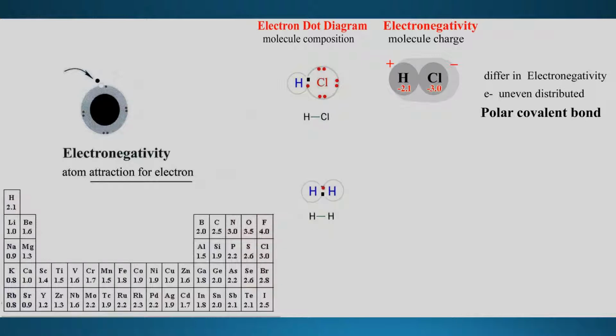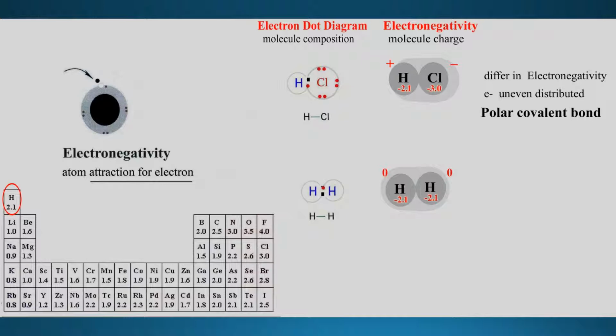Now let's look at another example, which will be different in this situation. Imagine this is an H married to an H. They also form a covalent bond, a single bond. And now what happens to the electronegativities? They are both 2.1. So who is stronger on electron pulling? The answer is no one. They are equal. No one is going to be stronger than the other.